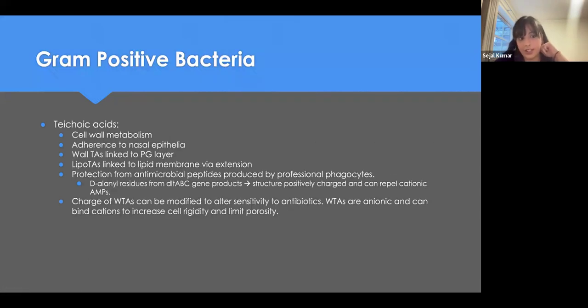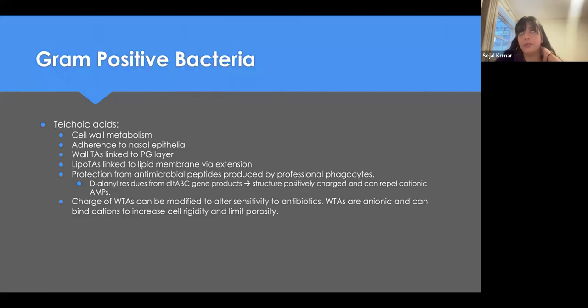So another thing, as I said, teichoic acids, I hope I pronounced that right, they're only present in gram-positive bacteria. So these are involved in cell wall metabolism. And I've just listed a few things that they're involved in. So adherence to the nasal epithelium. And there's two types of teichoic acids. There are wall TAs and lipo-TAs. So as their name suggests, wall TAs are linked to the cell wall layer, while lipo-TAs are linked to the lipid membrane through an extension. And basically, these can provide protection from antimicrobial peptides, which are produced by professional phagocytes.